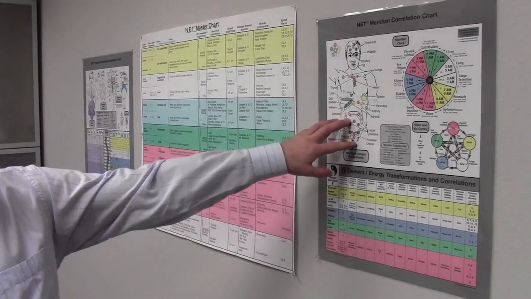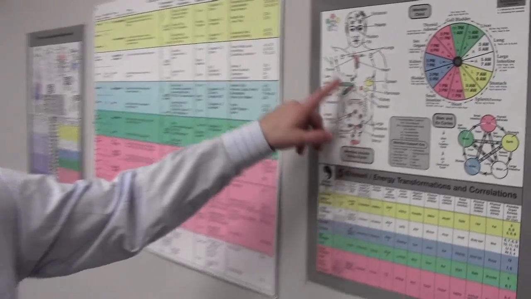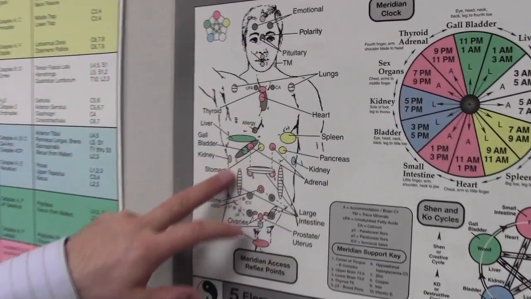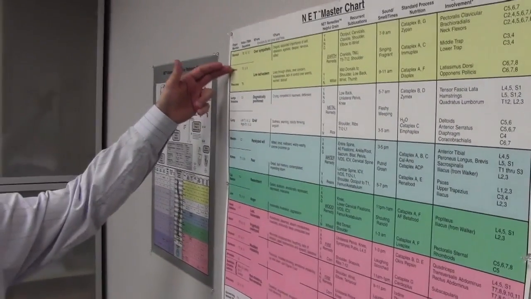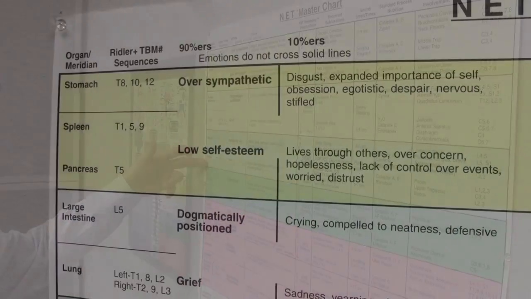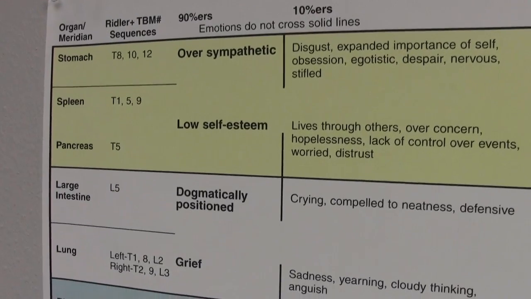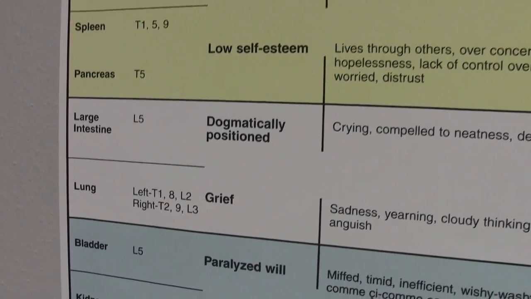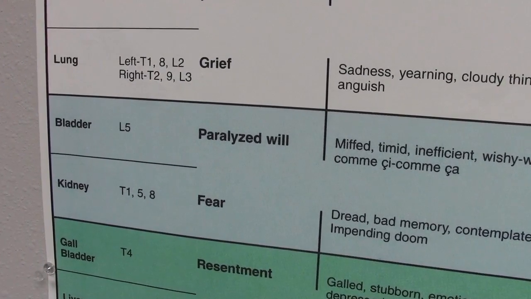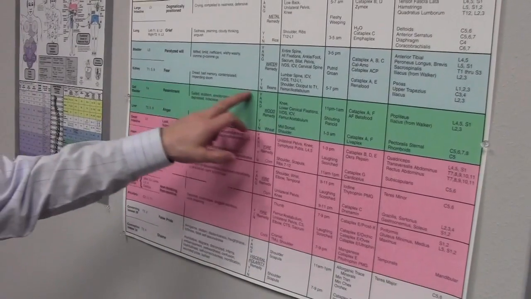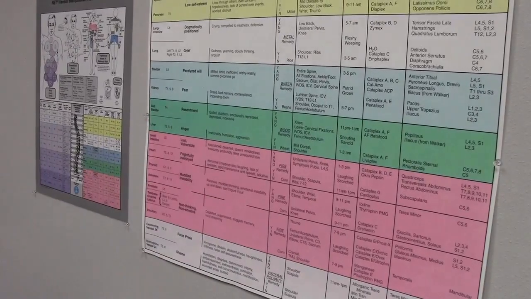I'll use this chart when I demonstrate to find out where the meridian access reflex point is on the body. And then once we find which reflex point we're involved with, we'll take that and go over to the NET master chart. You can see that they're all named after the organs. These are meridian access reflex points. But if you find one, let's say it goes to the gallbladder, well then you're going in here, and these are the emotions that are associated with the gallbladder and the liver, for example.